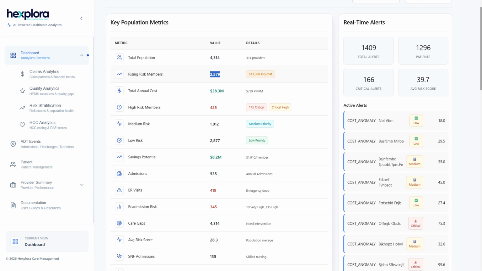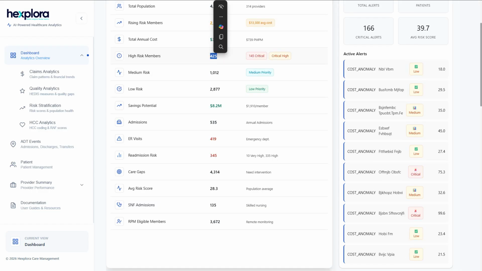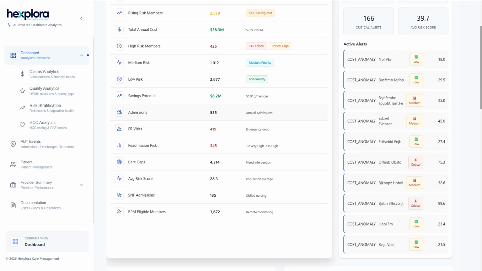This solves a critical U.S. healthcare problem, identifying deteriorating patients before they become critical. Traditional methods miss these patients for 6 to 12 months. In fee-for-value models, these 425 patients will drive 54.6% of total costs. Identifying them accurately is the difference between profit and loss.